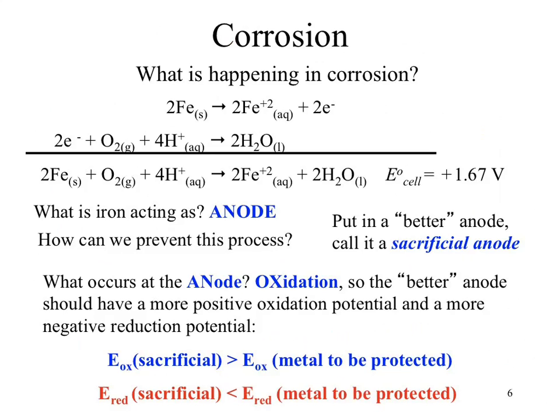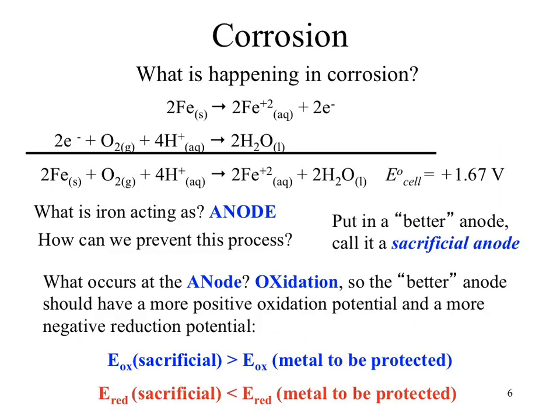What we're going to do is put in a better anode, something that's more likely to be oxidized than iron, which means the iron doesn't get oxidized. So your common phrase there is a sacrificial anode. What can we do to figure this out? We want to look at the oxidation potential for this new anode needs to be greater than the oxidation potential for whatever we're protecting. Okay, why does the oxidation potential need to be greater?